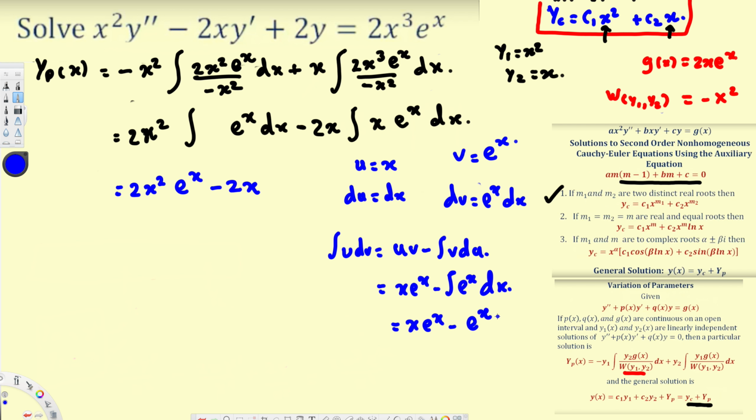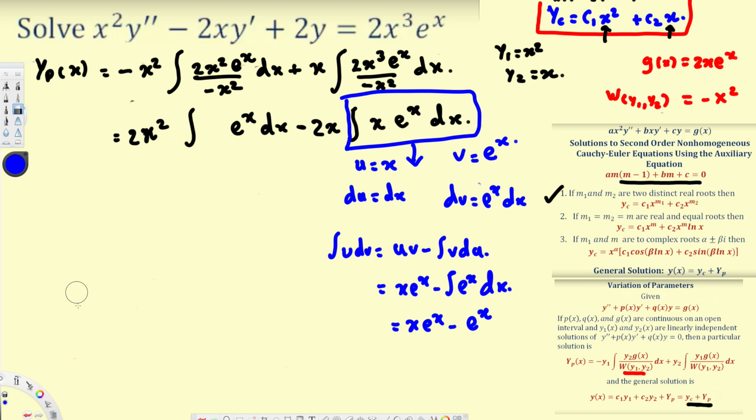Now let's go ahead and plug everything together. So here we got the previous part until this one. Now we integrated this one right here, and we found this one. Now we can plug everything together. So what I'm going to do, I'm going to move it to the front a little bit like this, and 2x square times the integration of this one, which is just e power x, minus 2x multiplied by this one x square, actually x times x e power x minus e power x.